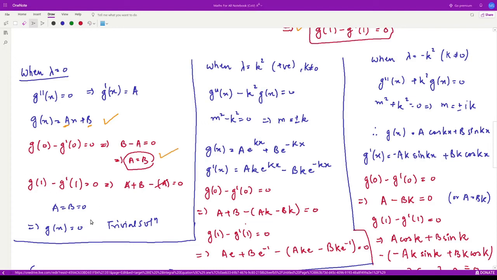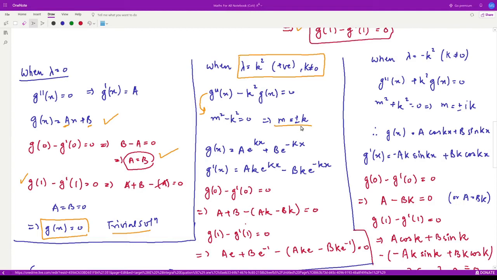Similarly, when you apply the second condition, you will get b as 0. So b is 0, that means a is also 0. That means the given function g of x becomes 0. So we are not looking for the 0 solution, the trivial solution, but we are looking for the non-trivial solution, that means the solution other than 0. So in this case we only get the trivial solution. So let us look at the case when lambda is positive, say it is equal to k square. So our equation in that case becomes g double dash x minus k square g of x is equal to 0. The corresponding auxiliary equation becomes m square minus k square is equal to 0. What is m? m is equal to plus minus k.